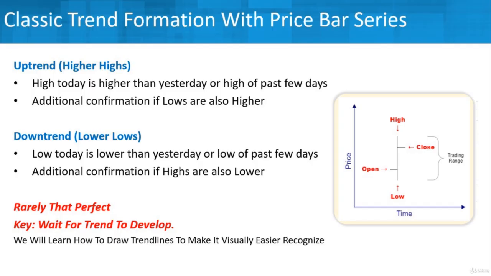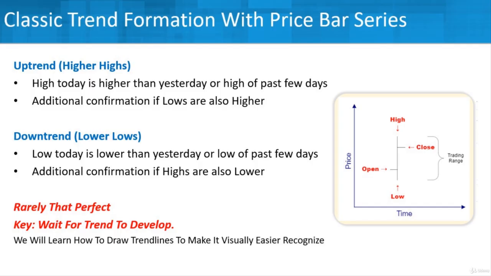By the same token, a downtrend would be lower lows. You're looking at the lows and asking, are they going lower? Is the low today lower than yesterday, or lower over the past few days? And if the highs are also lower, the high of the day keeps trending lower, then that's a stronger confirmation that everything's going lower. It's rarely that perfect. Sometimes you have ups and downs and pullbacks, but you're going to be looking for this overall trend.